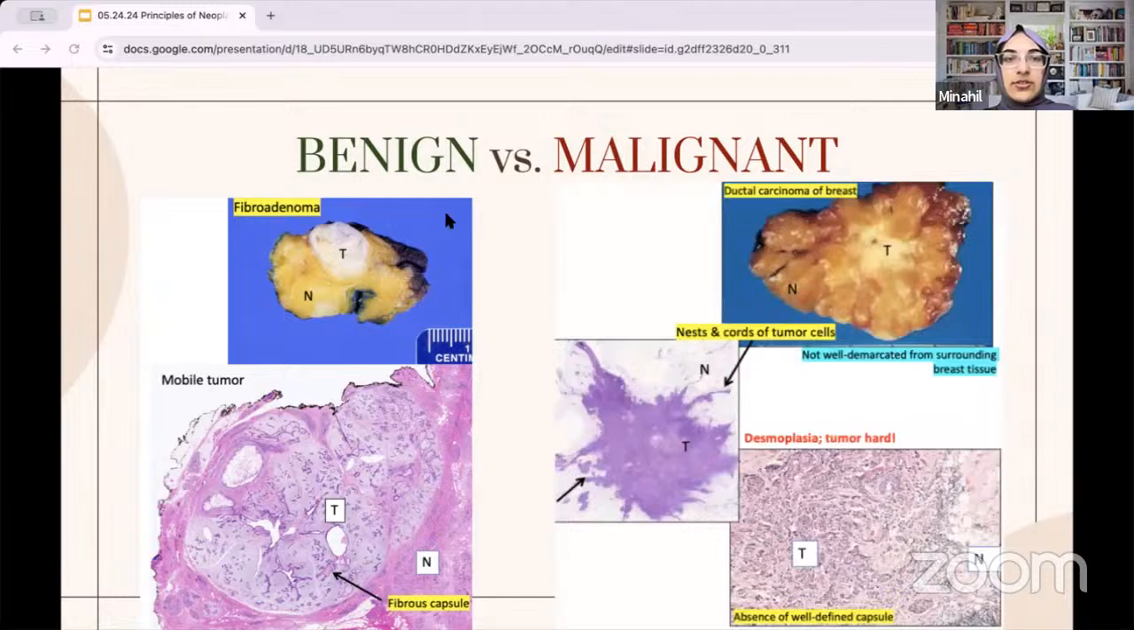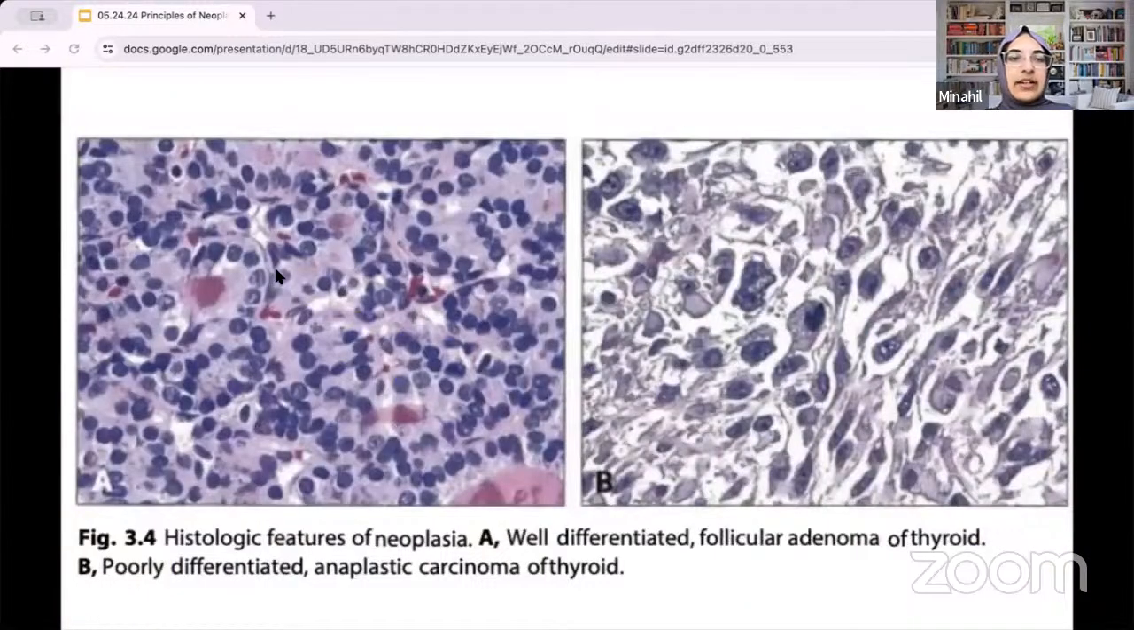You can see here in a malignant tumor, this is what ductal carcinoma of the breast can look like. There are nests and cords of these tumor cells, and there's also desmoplasia, which means that the tumor is too hard to remove. There's also an absence of a well-defined capsule of these neoplastic cells. I hope that visual gives you a good difference between benign, well-defined tumors versus non-well-defined tumors.